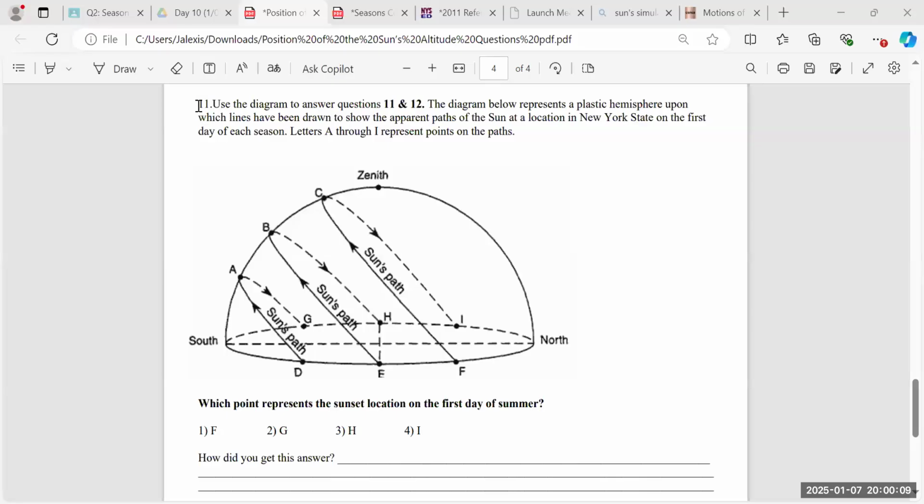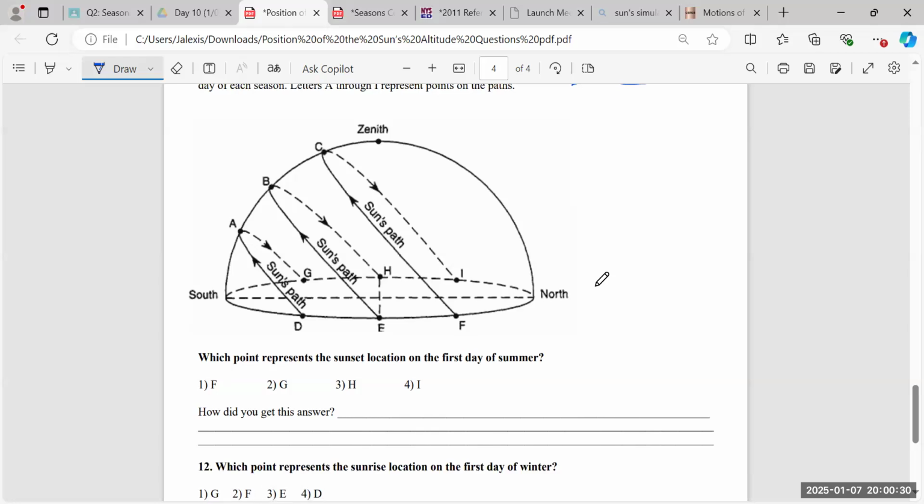All right, number 11, it says use the diagram to answer questions 11 and 12. The diagram below represents a plastic hemisphere upon which lines have been drawn to show the apparent paths of the sun at a location in New York State on the first day of each season. Letters A through I represent points on the path. Which point represents the sunset location on the first day of summer?